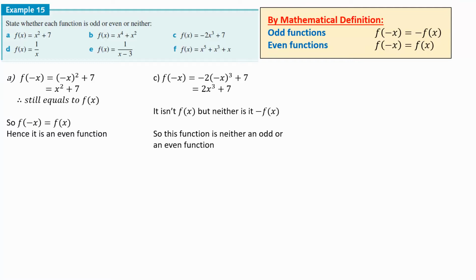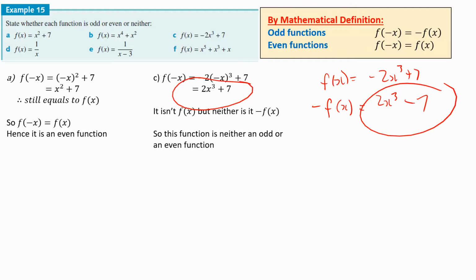Okay, so if you're confused about what I just did there, f of x is currently negative 2x cubed plus 7. We're testing negative of f of x. Negative of f of x just means times this whole thing by a negative. That's what it means. So if this is f of x, times it all by a negative. If I times that by a negative, I get 2x cubed. If I times the 7 by a negative, I get minus 7. And now I compare this with this.